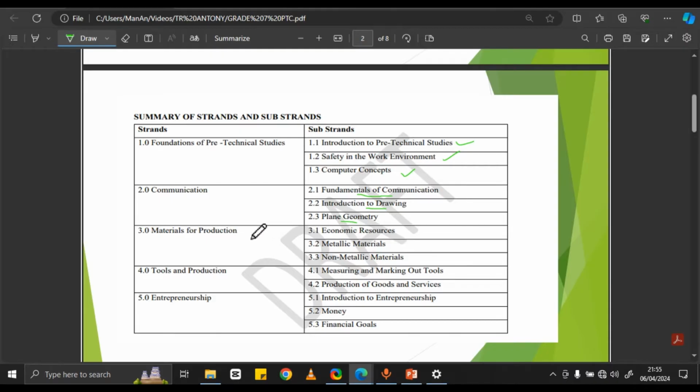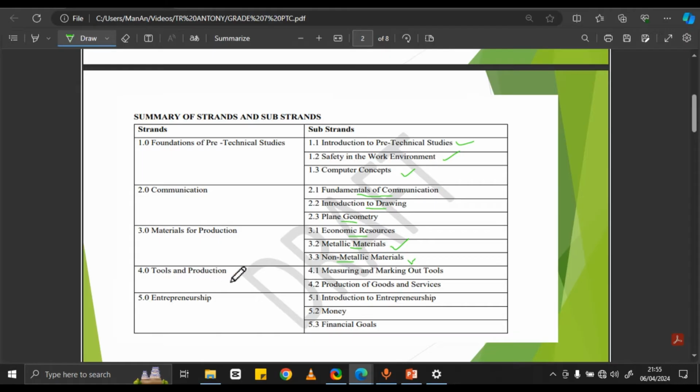Then materials for production. Under that strand you learn 3 substrands, that is economic resources. You'll understand what are economic resources. You learn what are metallic materials. You learn what are non-metallic materials. As you know, metallic materials are materials with metallic properties. That one you already know. Non-metallic materials are materials with no or without metallic properties.